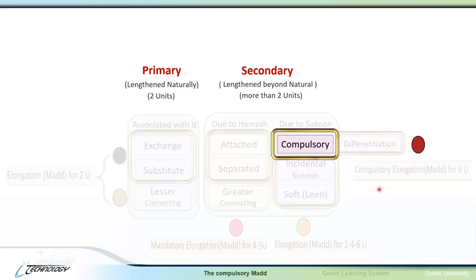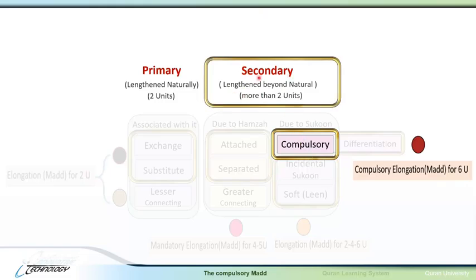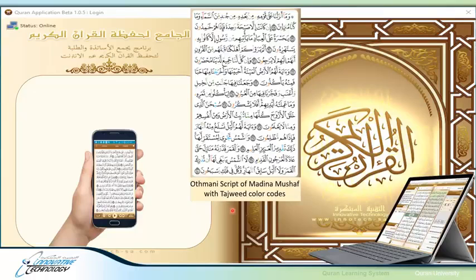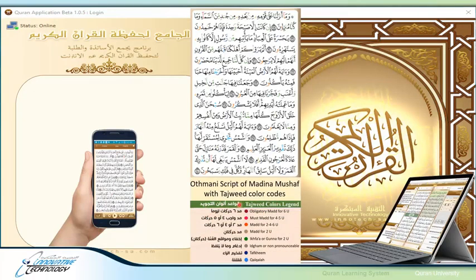Now in this lesson we're going to study the compulsory med, which is given the dark red color in Mushaf al-Tajweed, indicating a Tajweed rule of compulsory elongation med for 6 units, and this med is a type of the secondary med that is to be elongated for more than 2 units, which we call Tajweed color legend, where every Tajweed rule is given a unique color code.